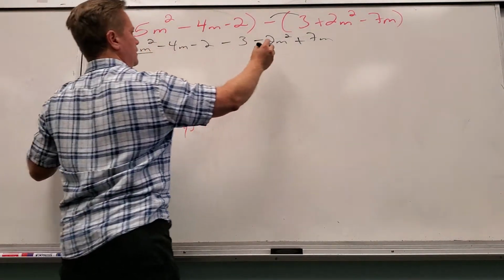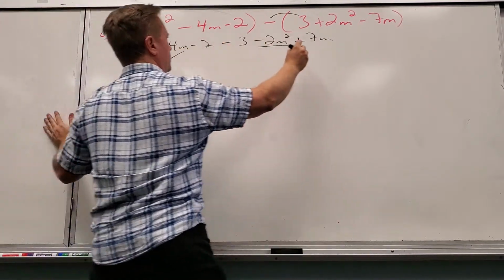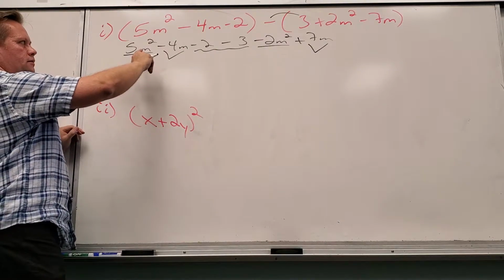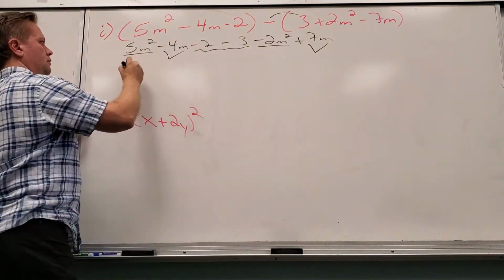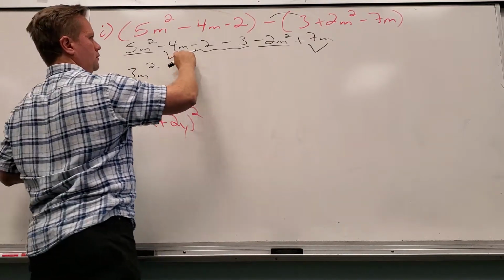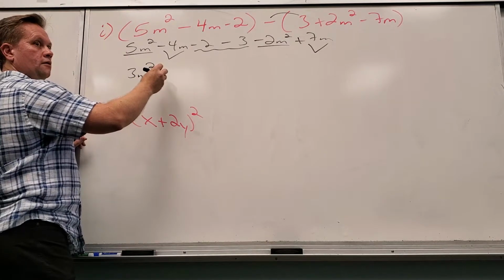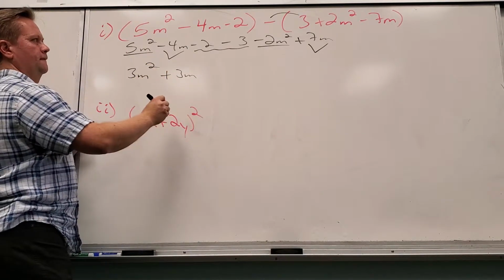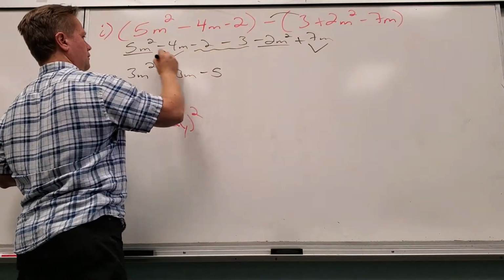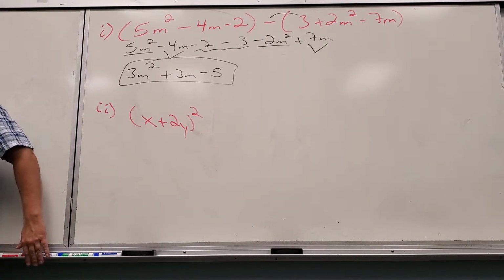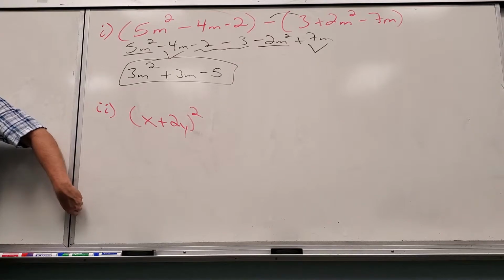So this guy, this guy, this guy, and these are odd. So then I get 3n squared plus 3m. Okay. So when you're adding, subtracting things, exponents will never change. They can't, because they're based on multiplication. They can only change when you multiply or divide.